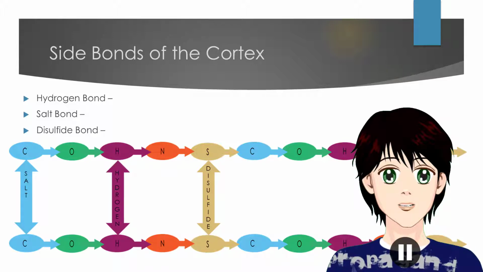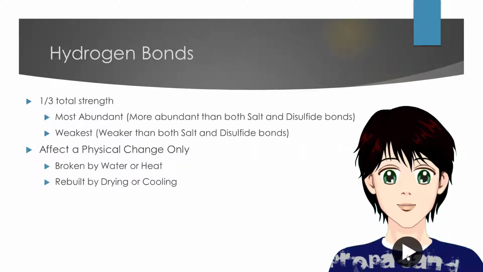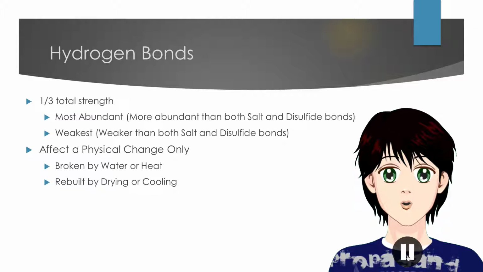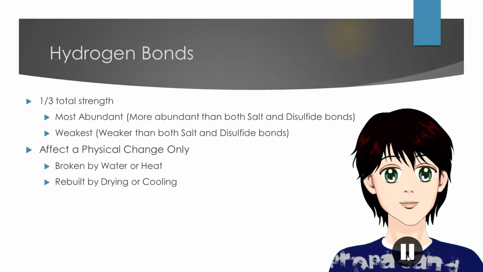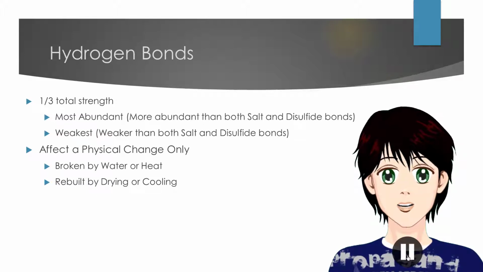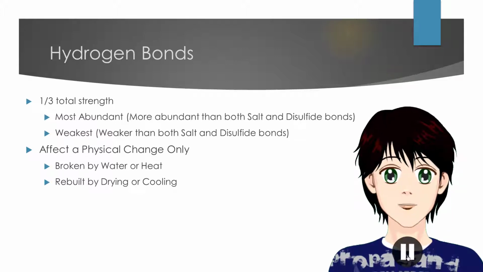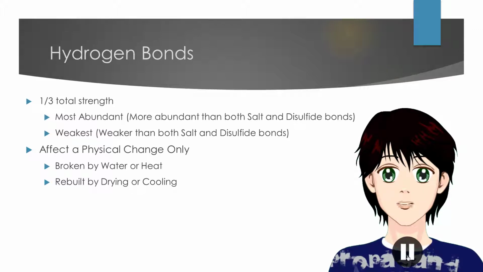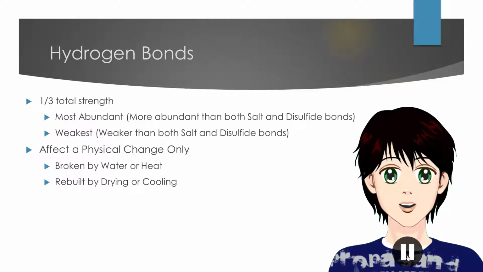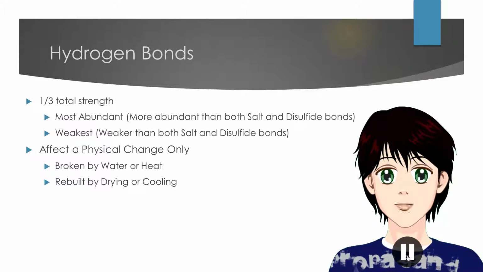There are 3 types of side bonds found in the hair. Hydrogen bonds account for 1/3 of the hair's total strength. There are more hydrogen bonds in the hair than salt or disulfide bonds. Hydrogen bonds are the weakest of all side bonds, being weaker than either salt or disulfide bonds. Hydrogen bonds will effect a physical change only in the hair. Hydrogen bonds can be broken by applying water or heat to the hair, and they are rebuilt by drying or cooling the hair.